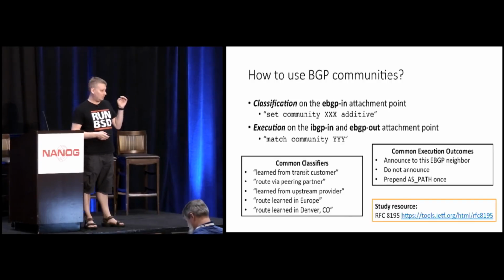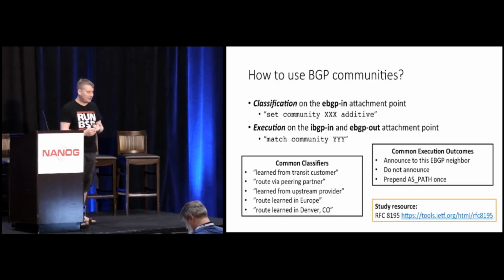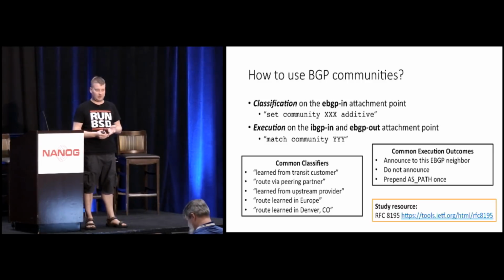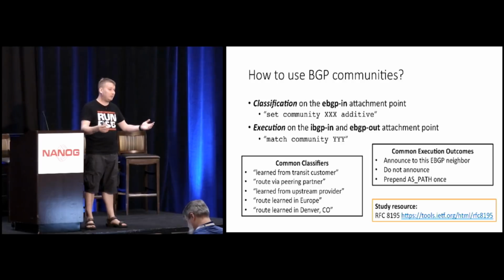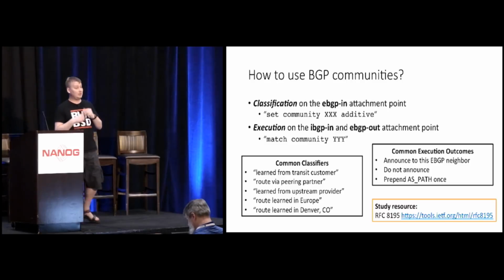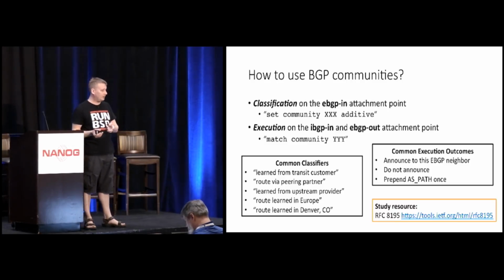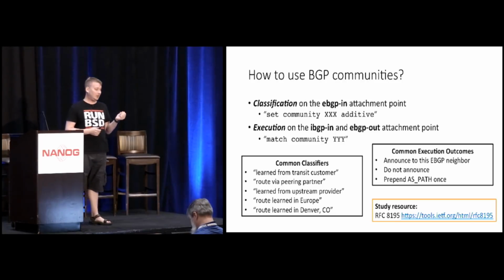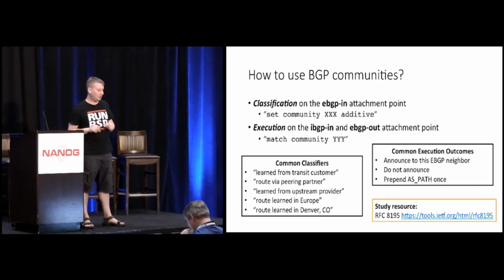Communities serve two purposes in the eBGP context. There's classification. So think geolocation. Where did I learn this route? From who did I learn this route? Was this a route from a peer or from an upstream provider or from a customer? There can be granularity involved, whether it was in Europe or specifically the Netherlands. RFC 8195 was an RFC written specific to large communities, but the same methodology applies to normal communities as well. And it might be an enjoyable read to further understand the differentiation between classification and the execution step.